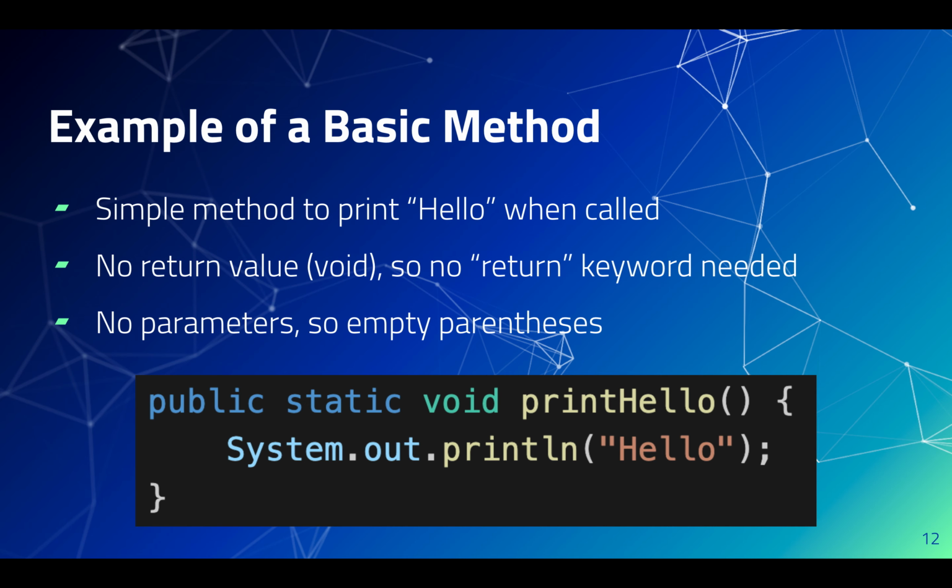Now here's an example of a very basic method that just prints hello when it's called. There's no return value, so we don't have any return keyword, and there's no parameters, so we just have empty parentheses. This is a basic method with just one line of code, and as you can see, you don't need any parameters.